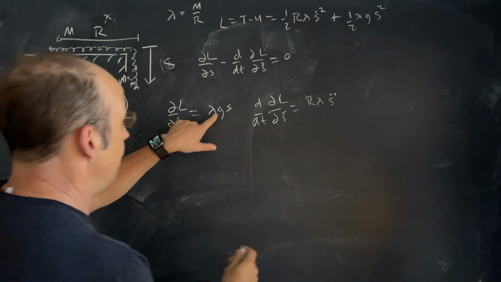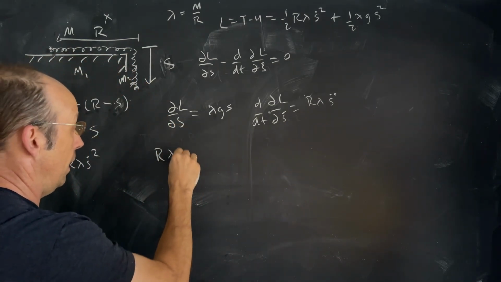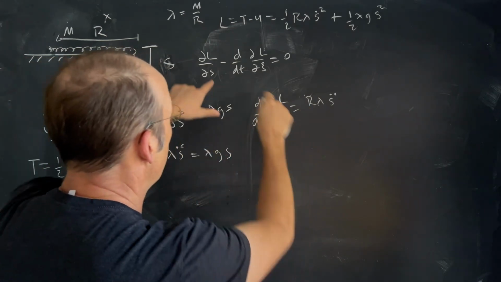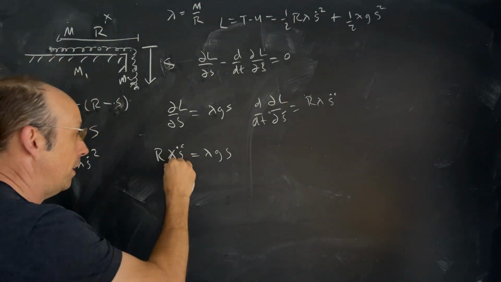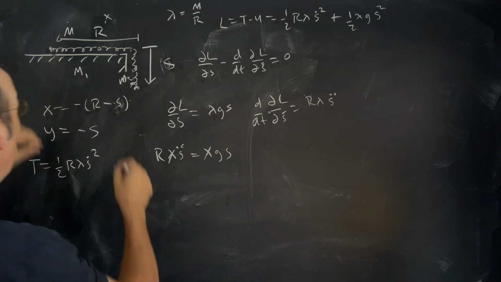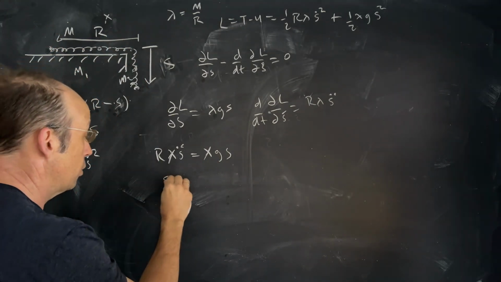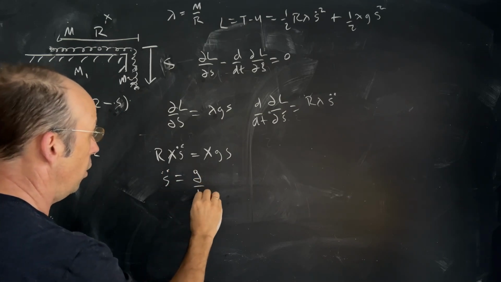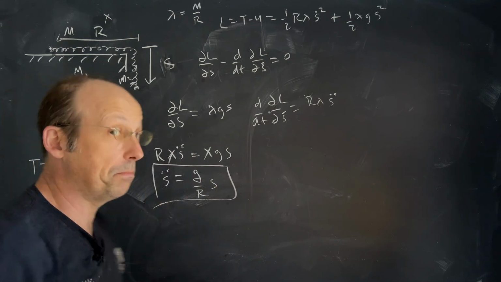So now this has to be equal to that, so I can say r lambda s double dot equals lambda g s, right? Those two are equal because they're subtracted and they give 0. So that has to be true. Lambda cancels. It doesn't matter about the linear density of the chain, which kind of makes sense, right? It's a proportional thing. But it does depend on the length and it does depend on g. So I can write s double dot is equal to g over r times s. And that's my differential equation. But wait.